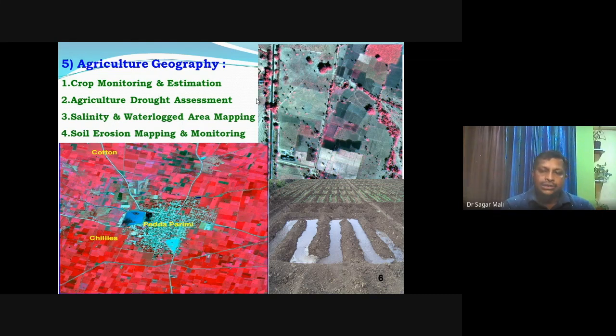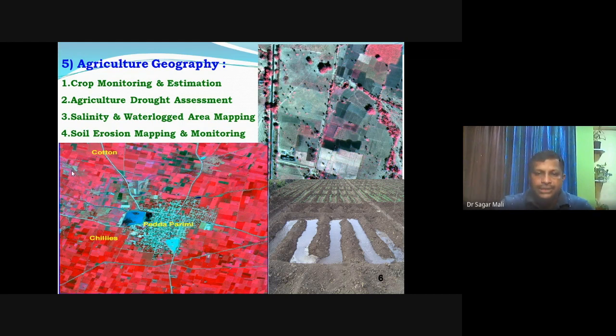Hence, nowadays we are required to use modern tools and techniques to monitor agriculture land, to control and conserve the agriculture land, to save the soil loss, to optimally utilize the water, and practice modern irrigation practices to decline the land degradation, to conserve the land. Where can we use remote sensing in agriculture geography? First, crop monitoring and estimation.